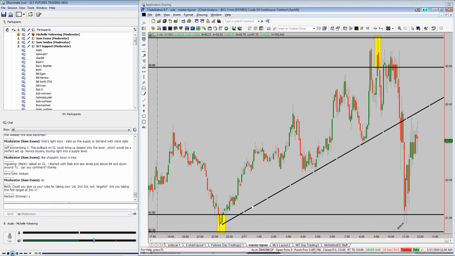Okay? Could you give us your rules for taking your first, second, and third targets? Are you taking the first target at 2 to 1?